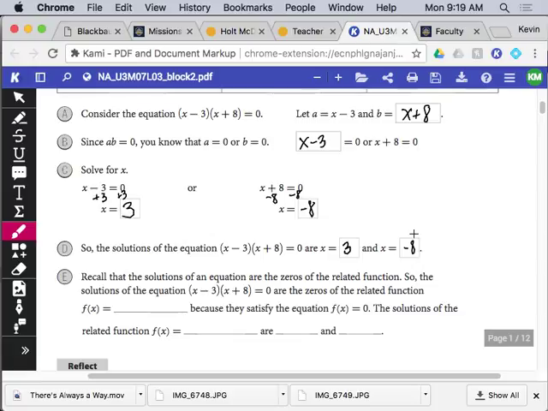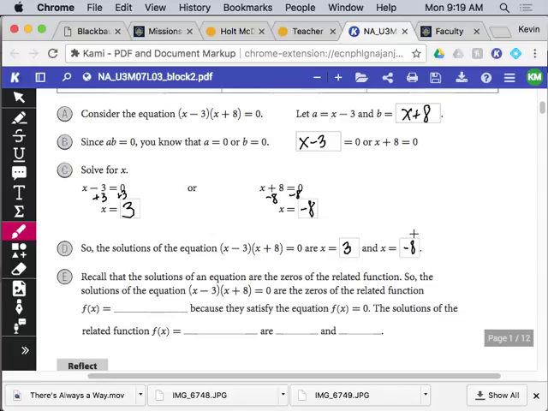Why? Because if I plug in 3 here, 3 minus 3 is 0. It doesn't matter what this is. It's 11, but 0 times 11 is still 0. If I plug in negative 8 here, negative 8 plus 8 is 0. It doesn't matter what this is. It's negative 11, but negative 11 times 0 is still 0. Does that make sense to you guys? Is that clear?